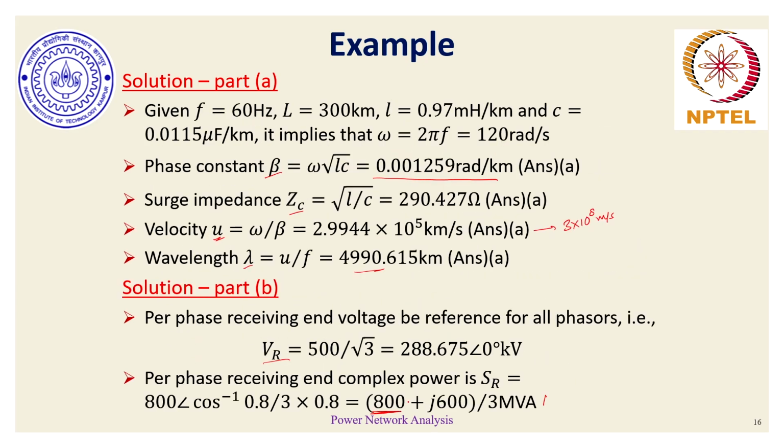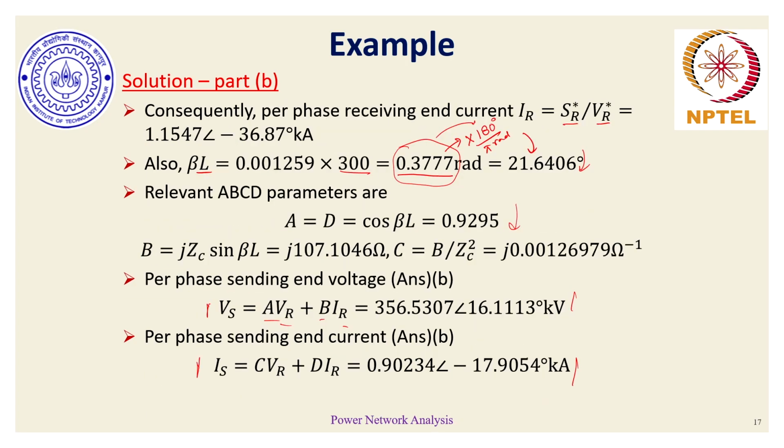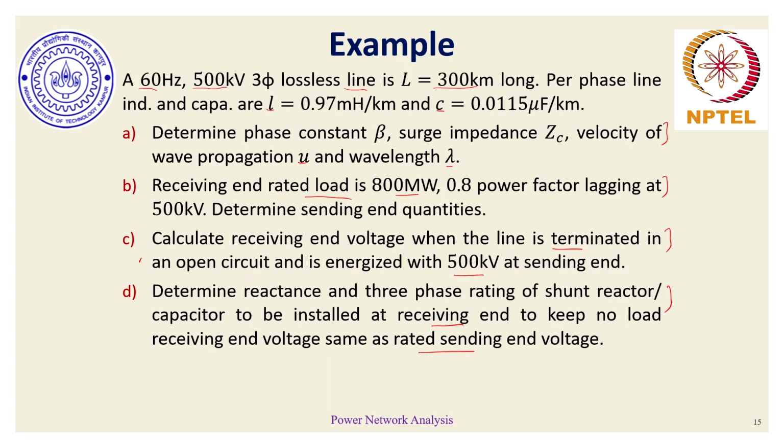Note that the real part of this number and the real part of this number, which is 800 by 3 megawatt, would exactly match each other because the line is lossless. There is no entity in the line which is consuming any I square R loss.